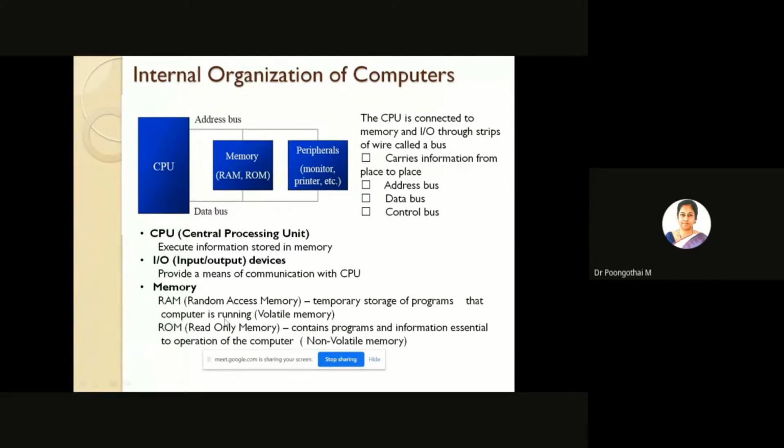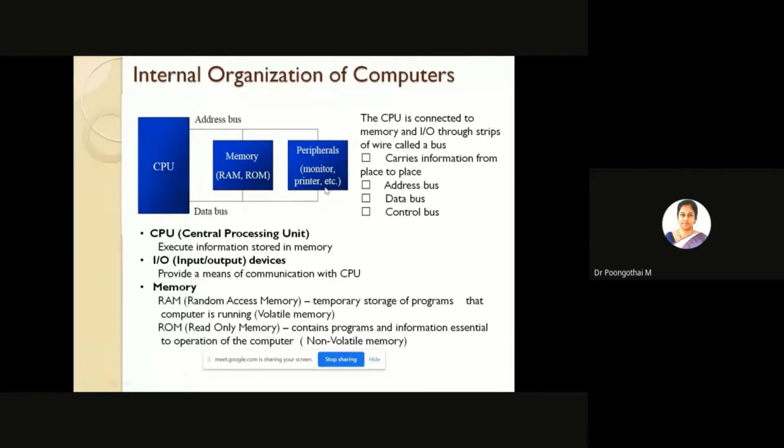ROM memory contains permanent programs and information. So the information is not lost when the power is turned off. It is a non-volatile memory. The important thing is that the information in ROM is permanent. The user cannot change the information inside the ROM memory. So this is about CPU, memory and peripheral devices.